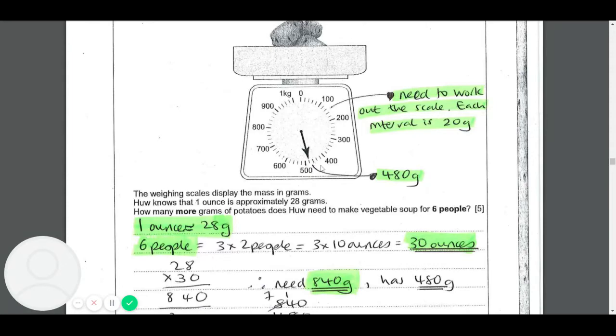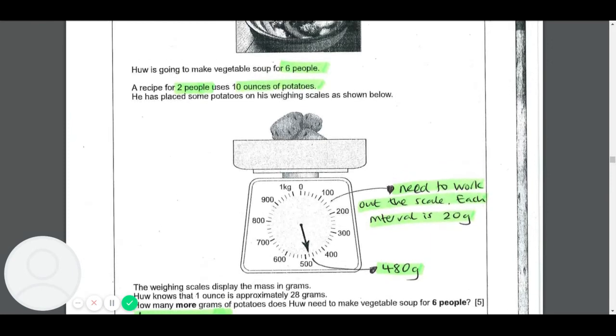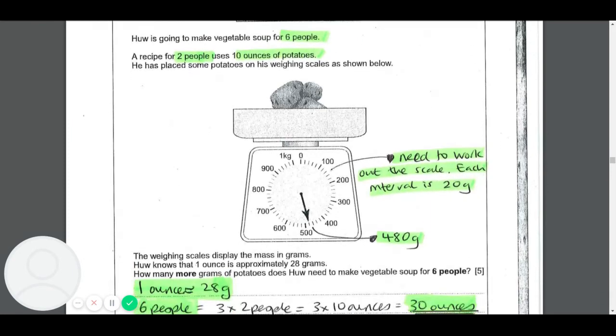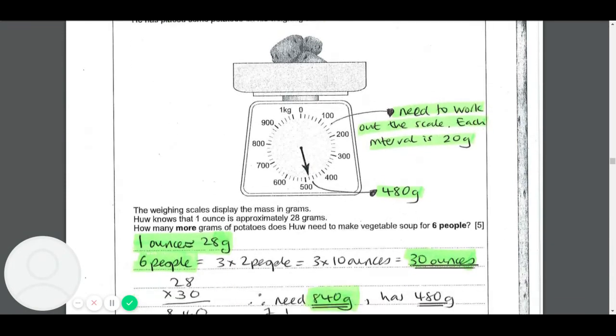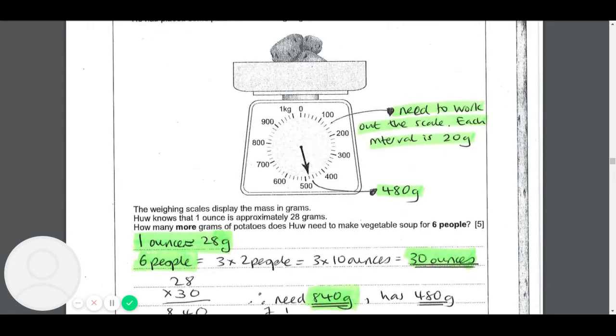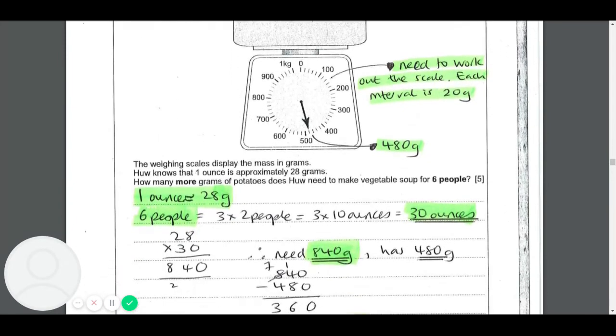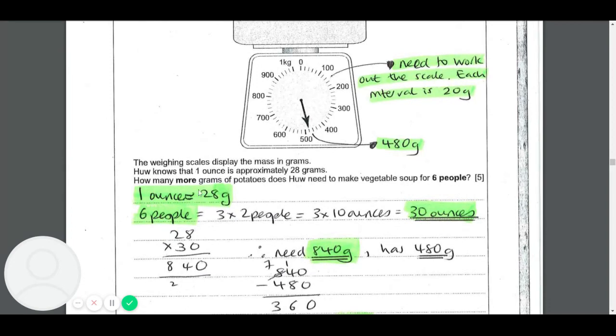So he's got 480 grams for 2 people. So 480 grams is the same as 10 ounces. Okay, so what we've got to do is 1 ounce is 28 grams. So 6 people is 3 times as much. He needs 30 ounces.